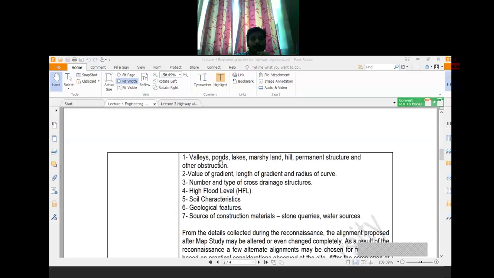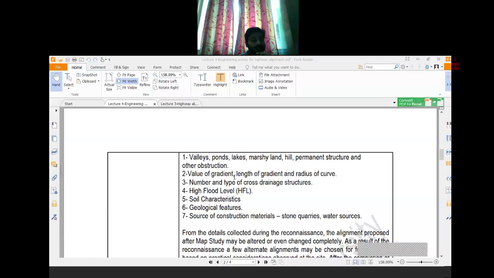These are valleys, ponds, lakes, some marshy lands, hills or permanent structures or other obstructions which are available along the route. Next one is value of gradient. Value of gradient means whether that area is a hilly area, or what the topographical features of the area are. Length of the gradient, that is how much up or how much down you have to go if you construct your alignment over the area. Then the number and type of cross drainage structures.